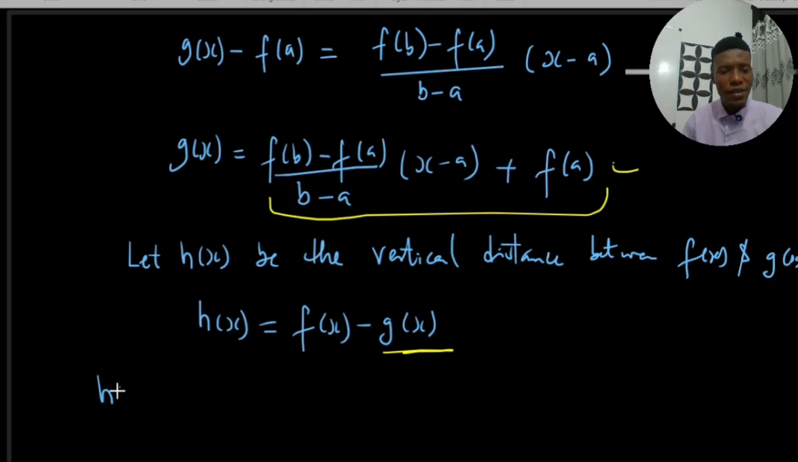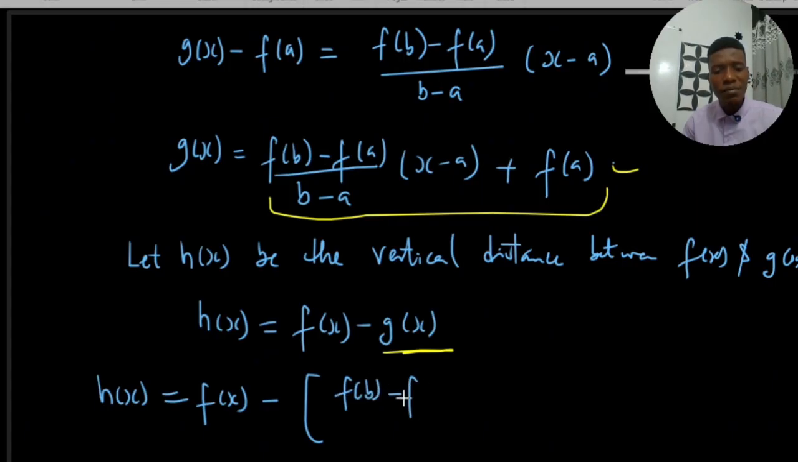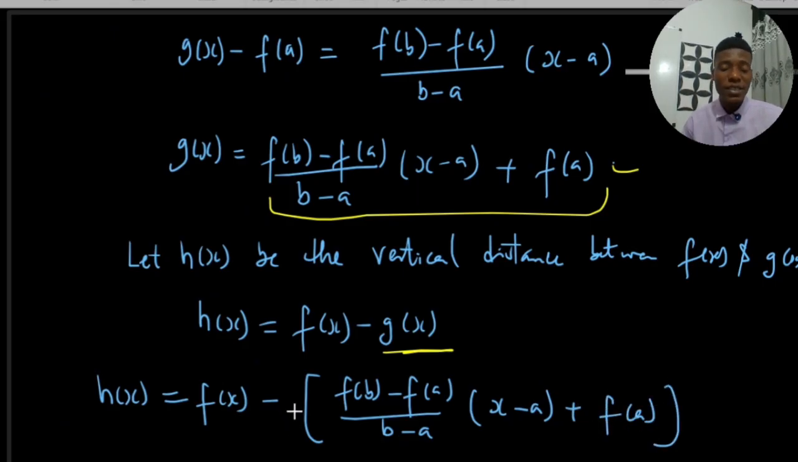So we have our h of x now to be f of x minus f of b minus f of a all over b minus a into x minus a plus f of a. We have not done anything serious. What we did is substitution. We removed this g of x and placed the equivalent.